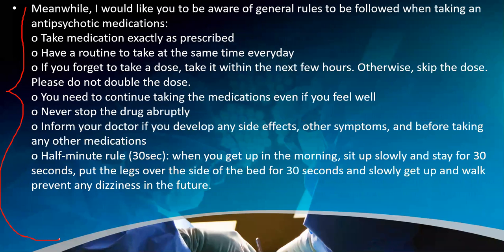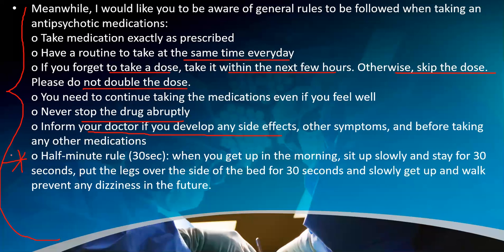General management for postural hypotension doesn't come in the exam, but you should know what advice you can give to a patient who has this sort of postural hypotension. First of all, take medications exactly as prescribed. Have a routine to take them at the same time every day. If you forgot to take a dose, take it within the next few hours. Otherwise, skip the dose. Do not double the dose. Never stop the drug abruptly. Inform your doctor if you develop any side effect.